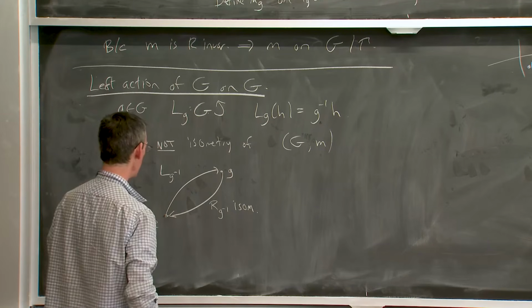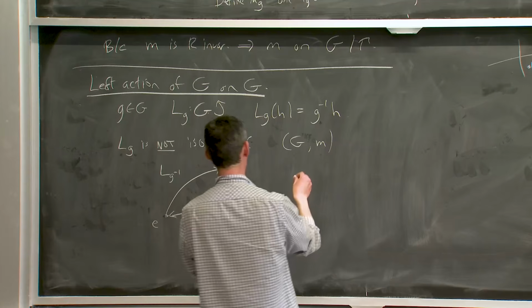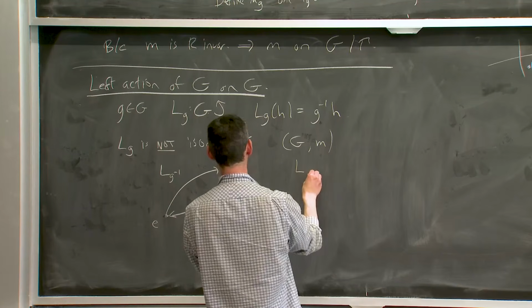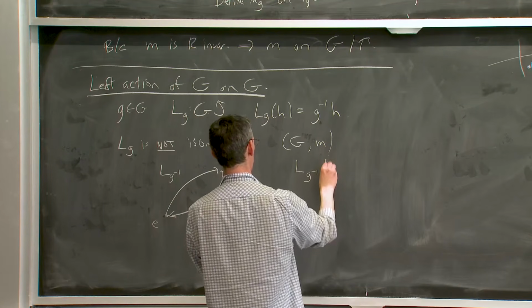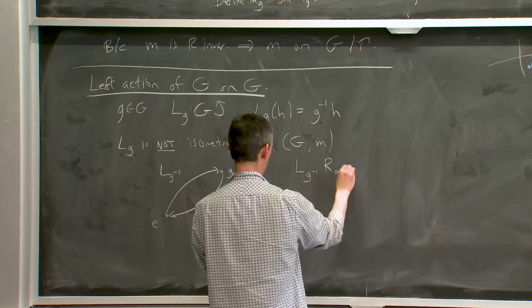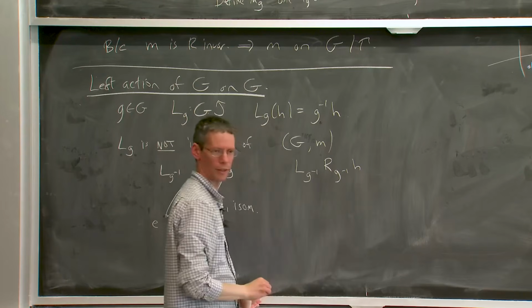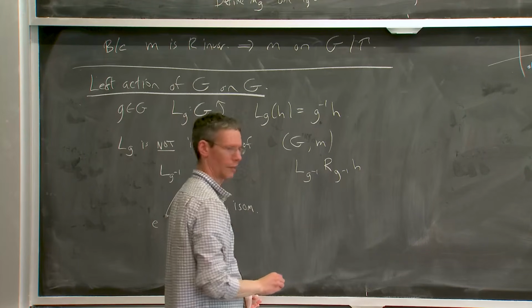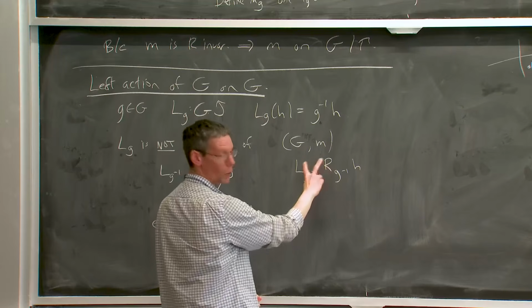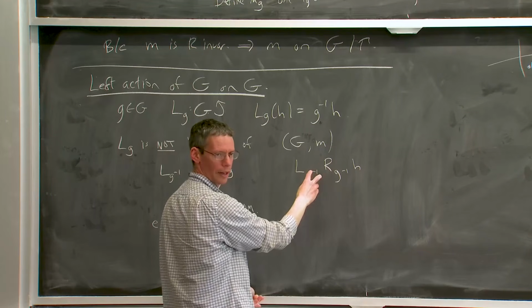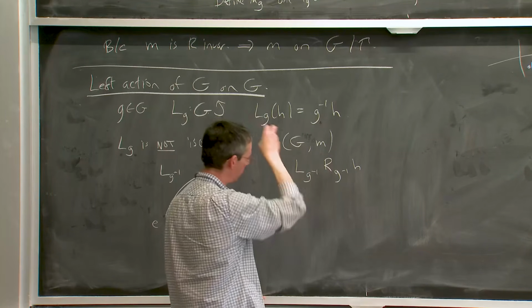OK. So what happens if I take a left action by G inverse and a right action by G inverse, and I apply it to H? These guys commute with each other. We'll see when we write it out. So I don't have to be super careful what order to write them in.